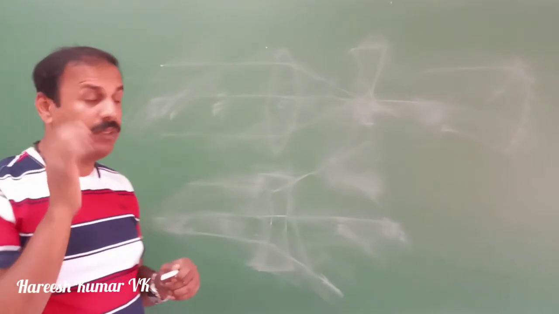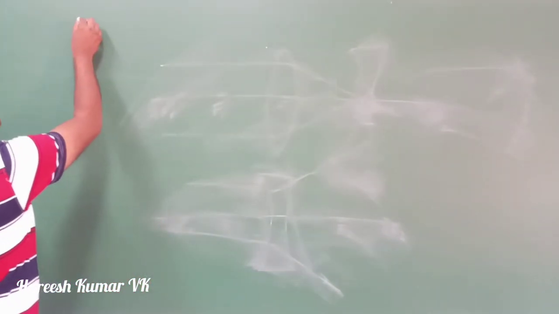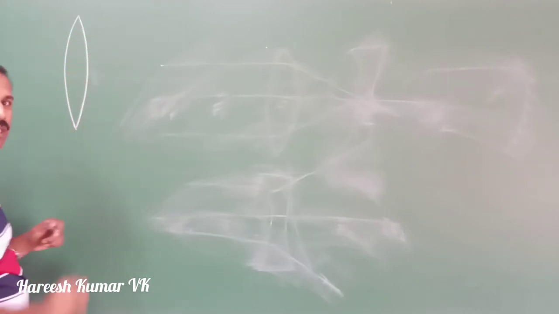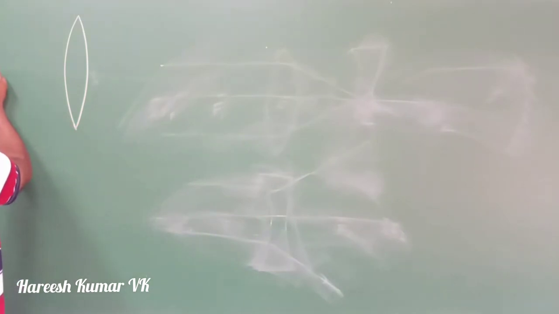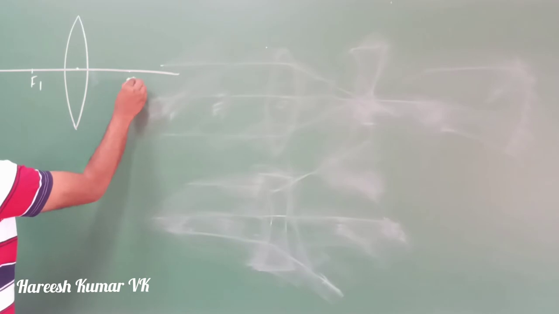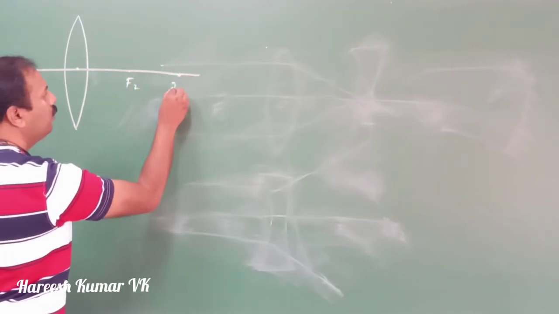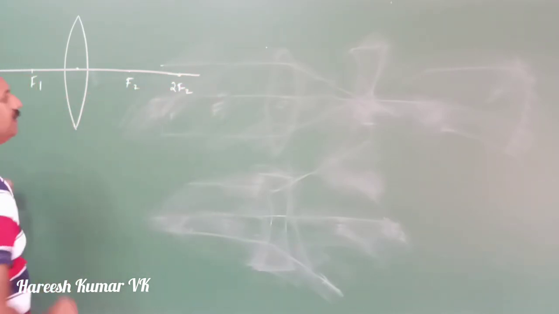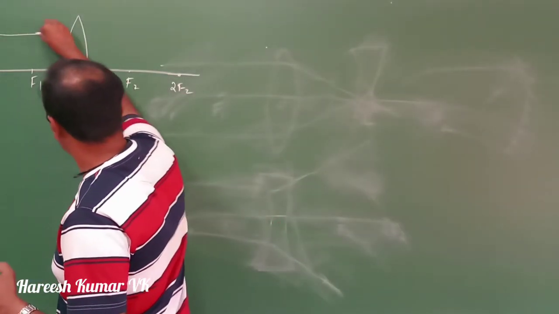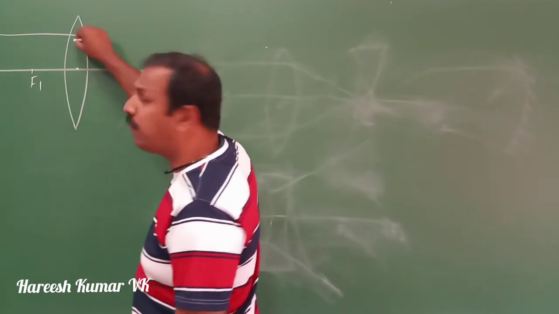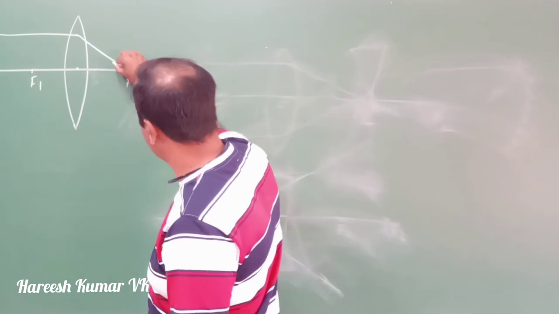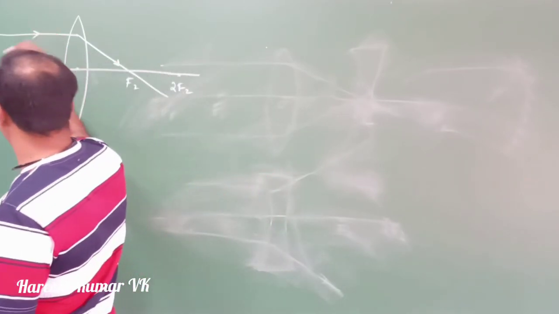So the first thing we want to discuss is the ray which is coming parallel to the principal axis, how it will go. Just now we discussed the same thing. See here we have F1, here you have F2, here you have 2F2, like this. So the ray which is coming parallel to the principal axis, very simple, after refraction it will pass through F2, the principal focus, like this.